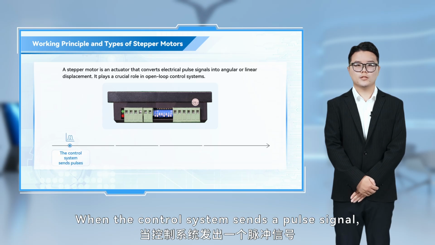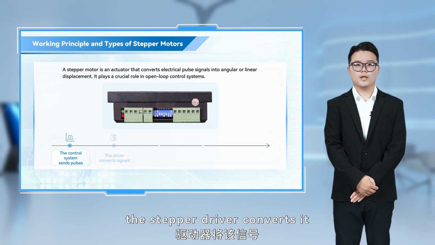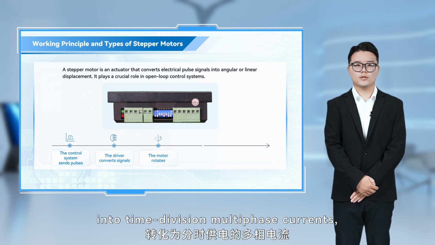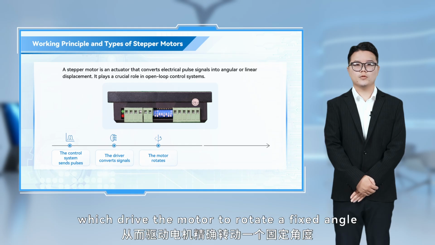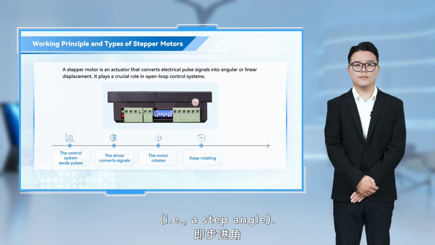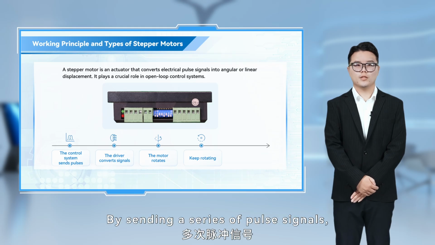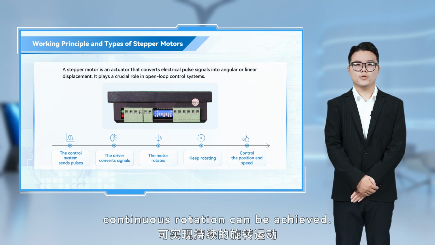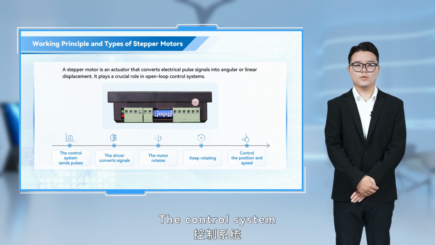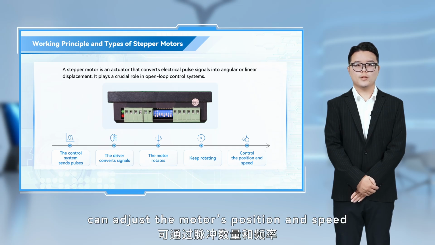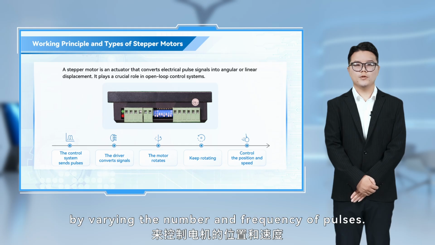When the control system sends a pulse signal, the stepper driver converts it into time-division multi-phase currents, which drive the motor to rotate a fixed angle, i.e. a step angle. By sending a series of pulse signals, continuous rotation can be achieved. The control system can adjust the motor's position and speed by varying the number and frequency of pulses.